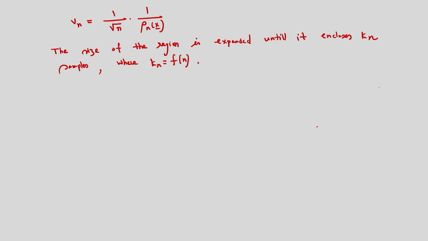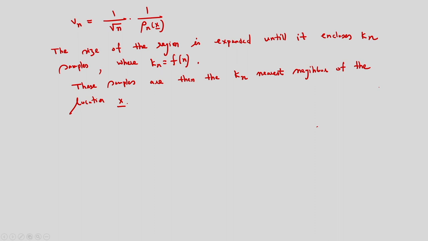So I can write like this. These samples are then the kn nearest neighbors of the location x.